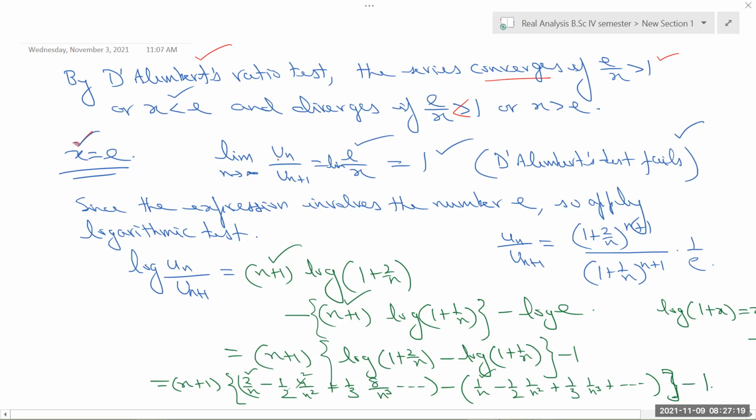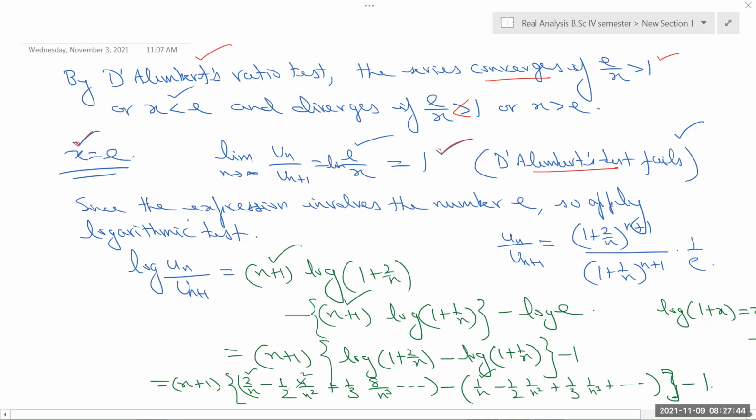So for that, just look at the limit. In case x equal to e, we have the limit as e upon x. So put x equal to e here, we have 1. And in case the limit of this ratio un upon un plus 1 becomes 1, we cannot conclude anything from D'Alembert's ratio test, or one can say that D'Alembert's test fails here. So we need to apply some other test.